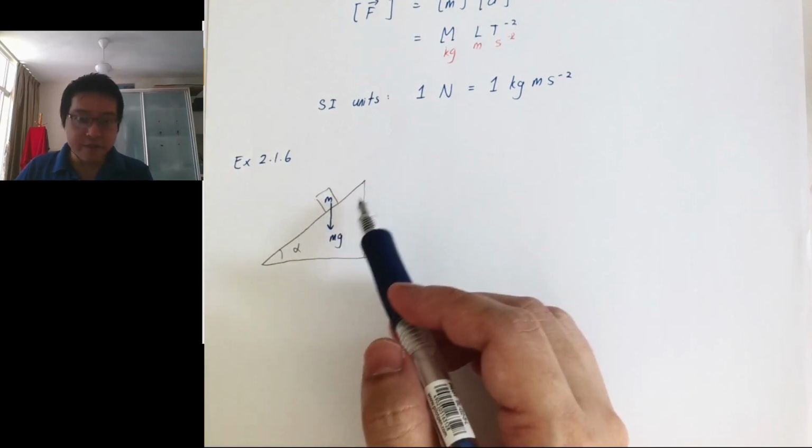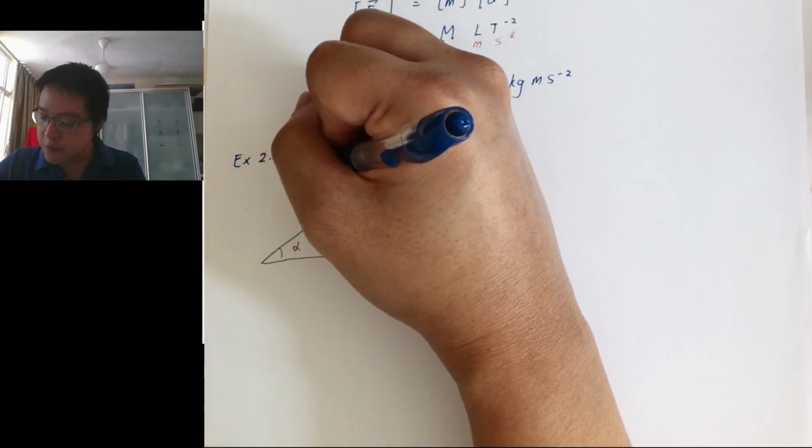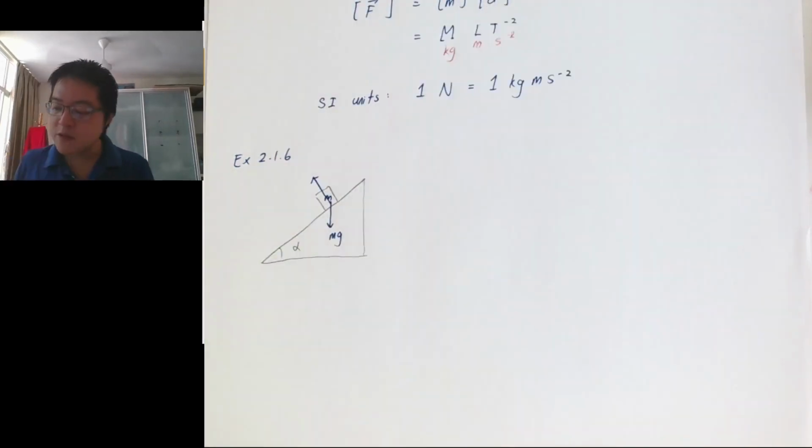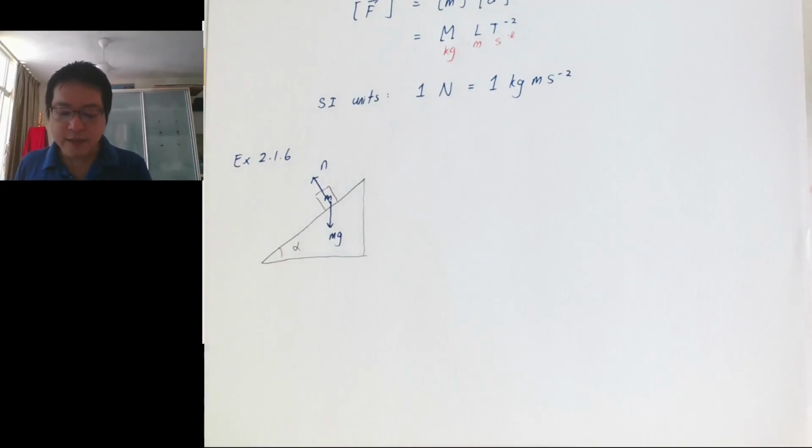When it touches a surface, we get a normal force, and once we have a normal force, we know its direction is perpendicular to the surface. So this is my normal force. The magnitude, I don't know yet, so leave it as unknown. We will calculate this later.